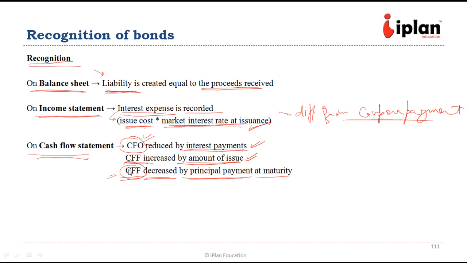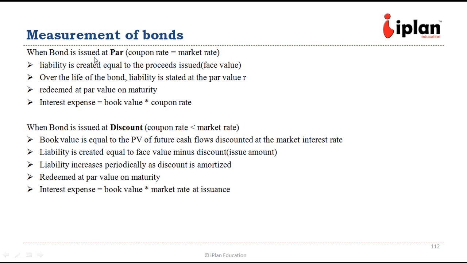Now let us look at the measurements of different parameters regarding bonds. So let us take the first case where we know the bond is issued at par value. So the par value or face value is equal to the market price at issue of the bond, or issue price.